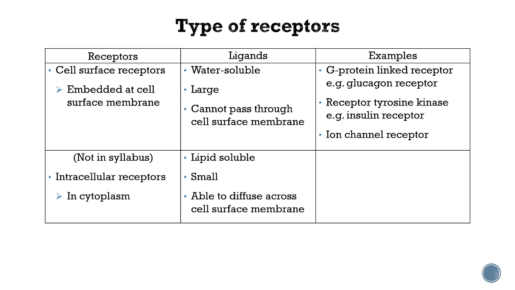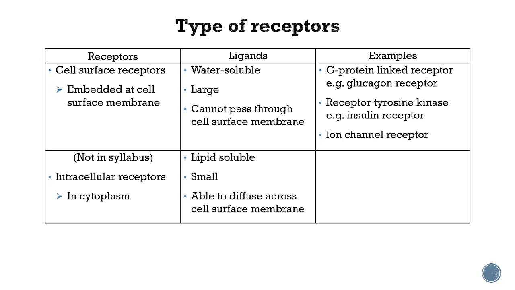So the examples that we have, with glucagon and insulin in the syllabus, they are both protein hormones. So they are both water-soluble, hydrophilic, large. So both of them do not enter the cell, but they bind to the cell surface receptors. We'll learn more about the cell surface receptors for insulin and glucagon in a later video.